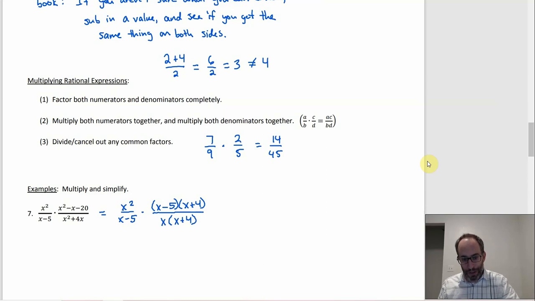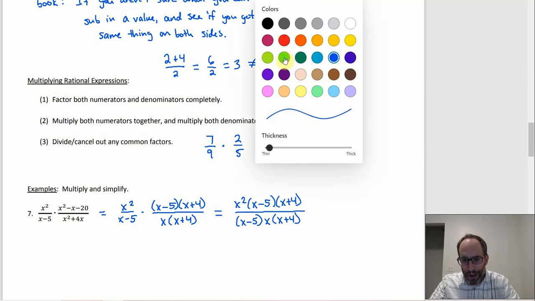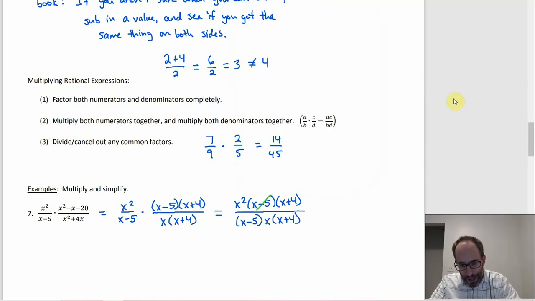Okay, well then we've got everything factored, so now we can multiply the numerators, multiply the denominators. We'll have one giant rational expression of x squared times x minus 5 times x plus 4 all over x minus 5 times x plus 4. And then let's see what we can do. We've got a couple of x minus 5s, one on top, one on the bottom. We can cancel them out. We've got a couple of x plus 4s.